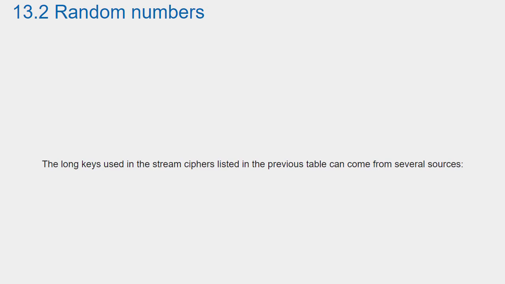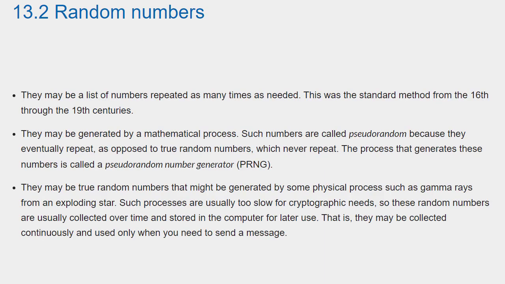Section 13.2. Random numbers. The long keys used in the stream ciphers listed in the previous table can come from several sources. They may be a list of numbers repeated as many times as needed. This was the standard method from the 16th through the 19th centuries. They may be generated by a mathematical process. Such numbers are called pseudo-random because they eventually repeat, as opposed to true random numbers which never repeat. The process that generates these numbers is called a pseudo-random number generator, PRNG.